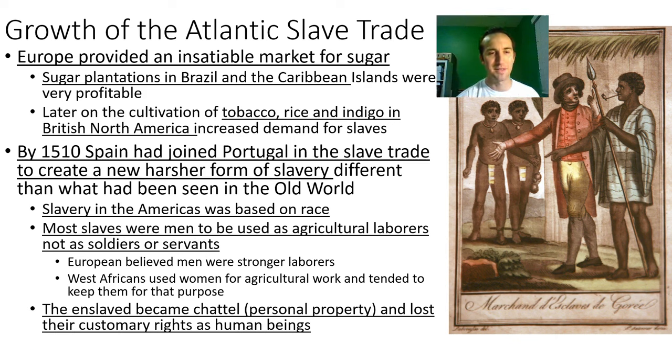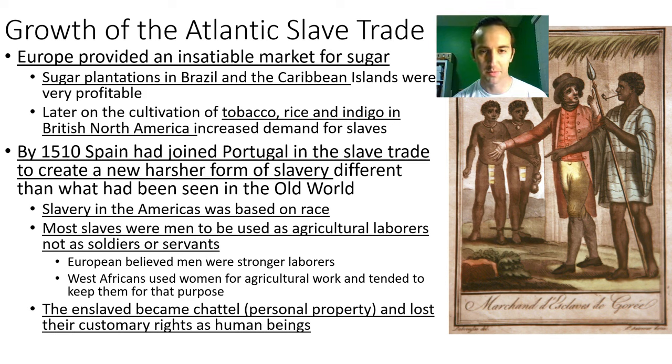By 1510, Spain is in on the game too. They joined Portugal in the slave trade to create a new, harsher form of slavery, different than what we saw in the old world, where there were certain rules and they were treated differently. This slavery is going to be based purely on race, and most slaves were men to be used as agricultural laborers, not as soldiers or servants the way they were in Africa.